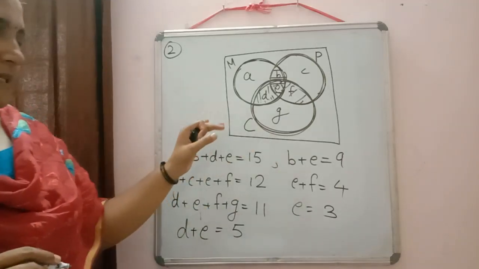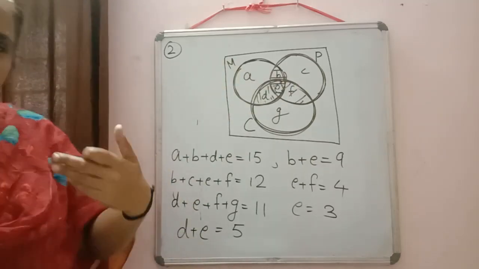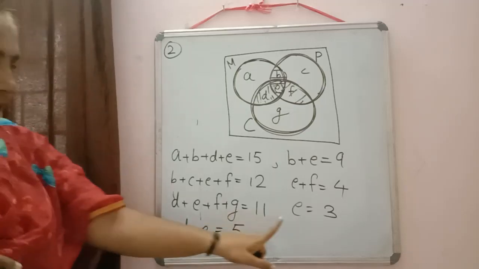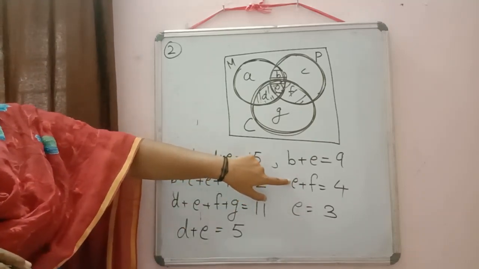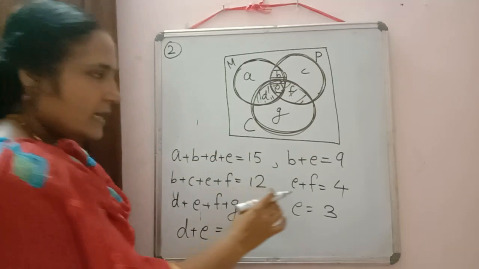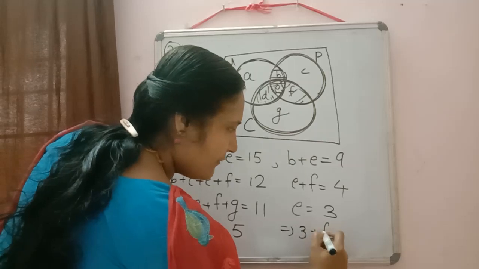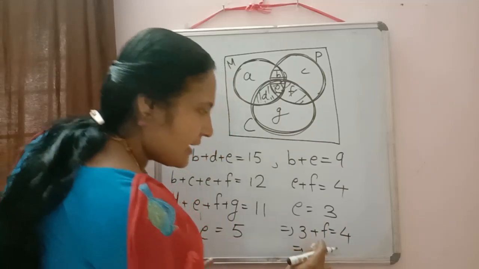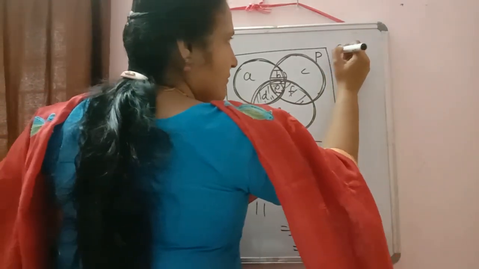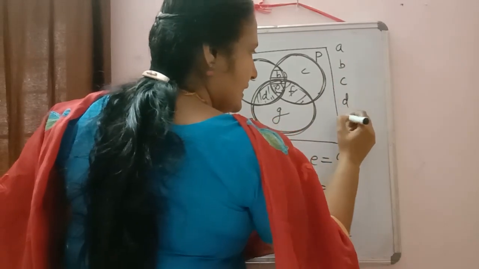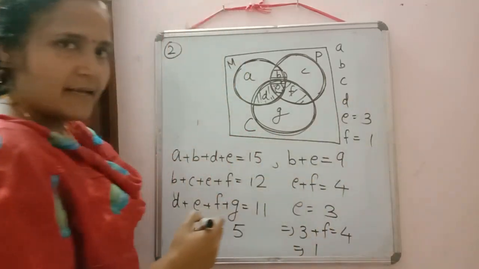From this information, first we will calculate the value of all the alphabets and then we can check the question which is given. So already E is equal to 3 is given. So we can substitute the value of E here. Then we will get the value of F. E plus F is equal to 4. Then E 3 plus F is equal to 4. So from here F will be equal to 4 minus 3, 1. So here I can write down the values: A, B, C, D, E, F. So we got F is equal to 1. E is equal to 3, already given.